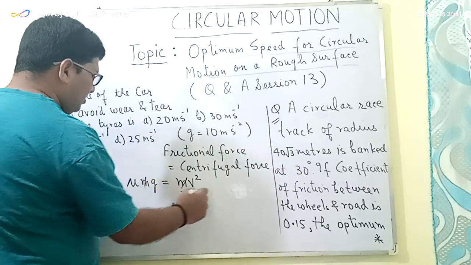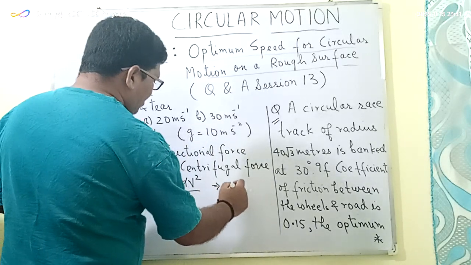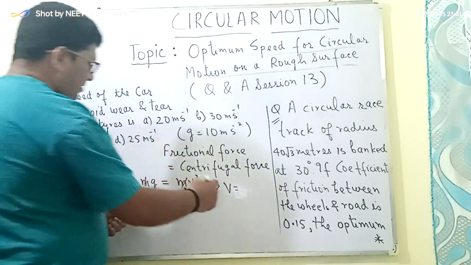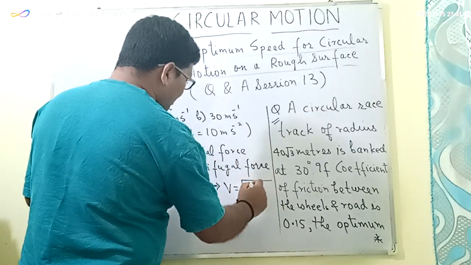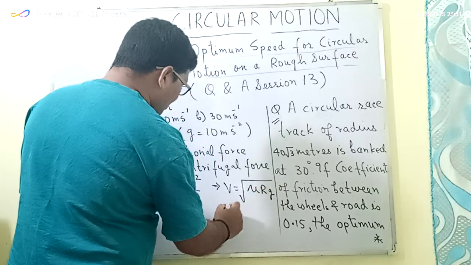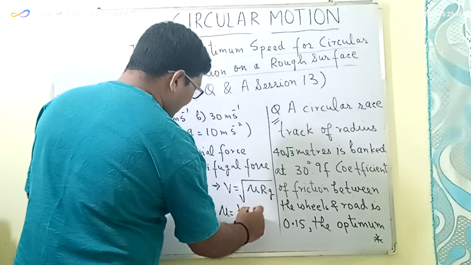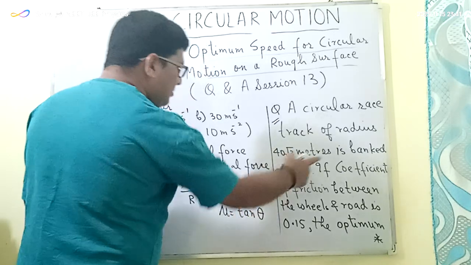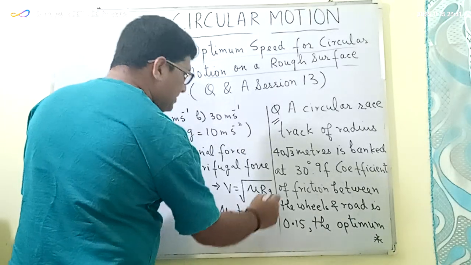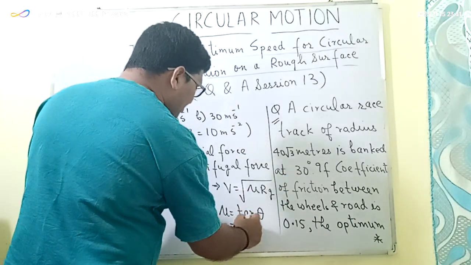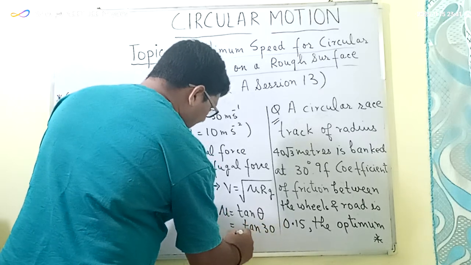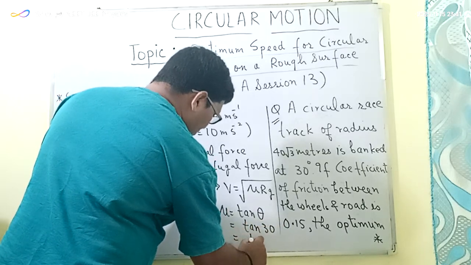From here, the optimum speed of the car will be equal to under root mu r g. We also know that mu is equal to tan theta, where theta is the banking angle. In this case theta is equal to 30 degrees, so mu will be equal to tan 30, and tan 30 is equal to 1 upon root 3.